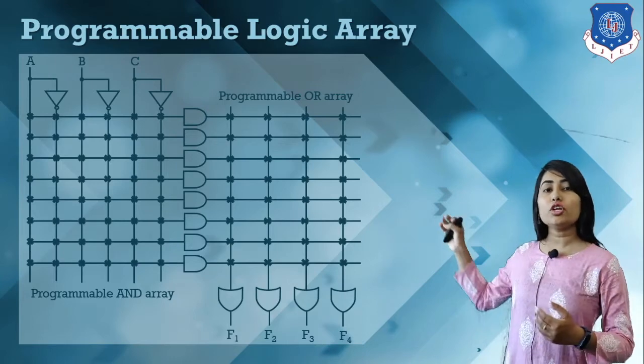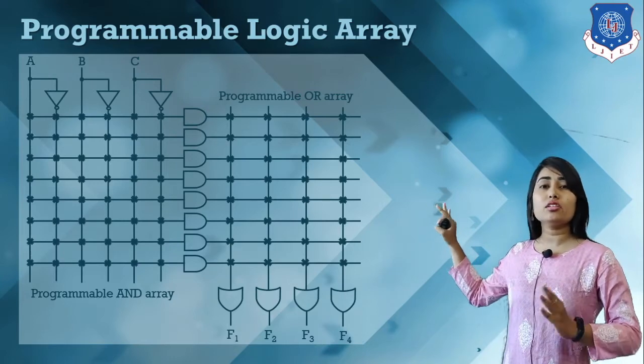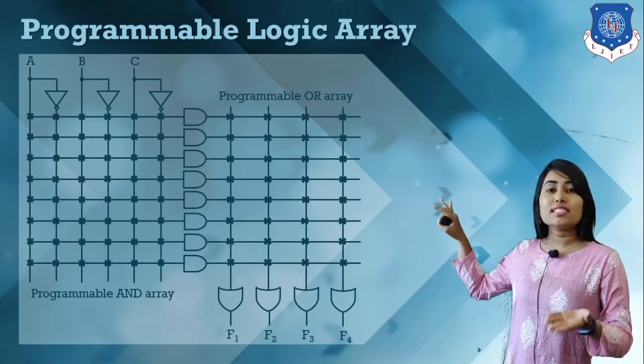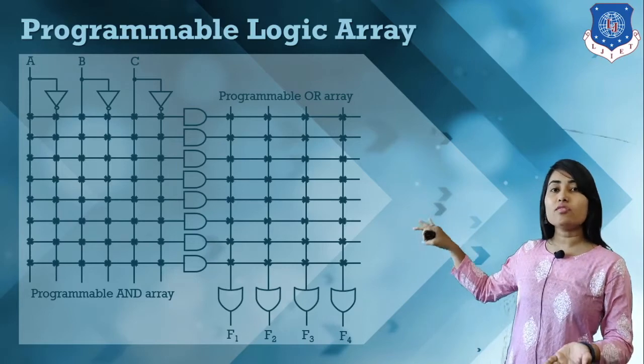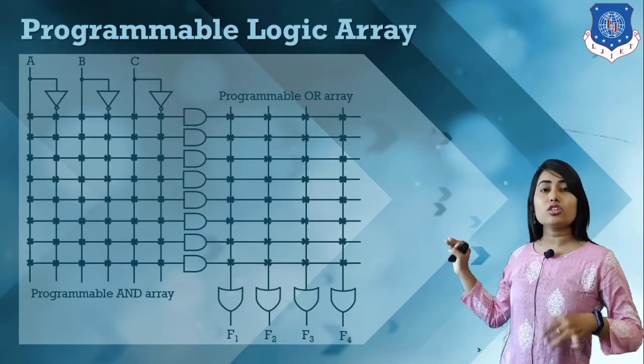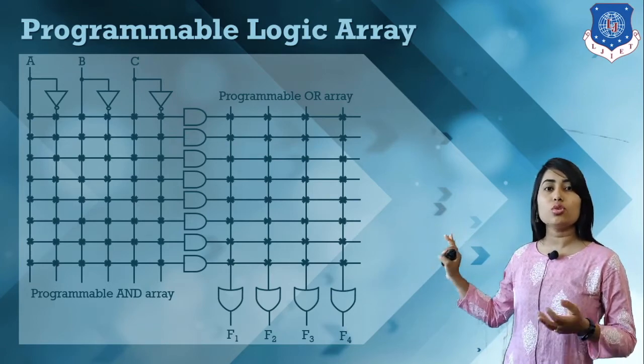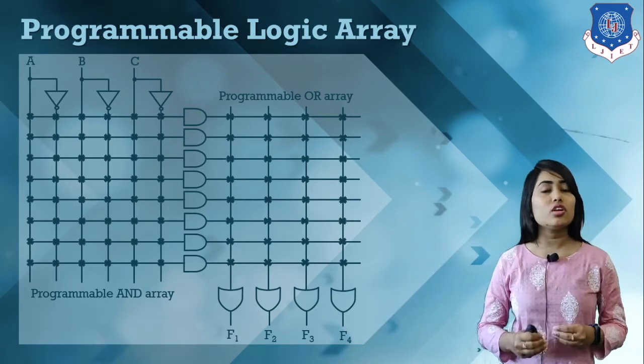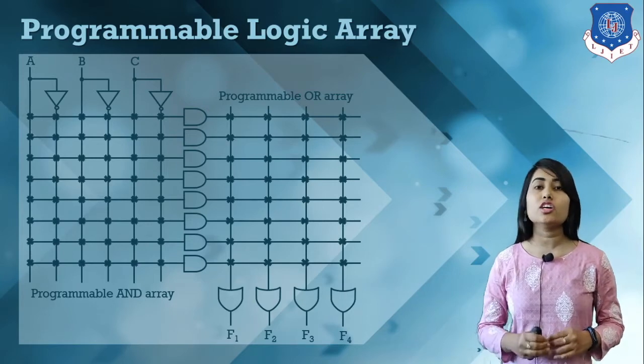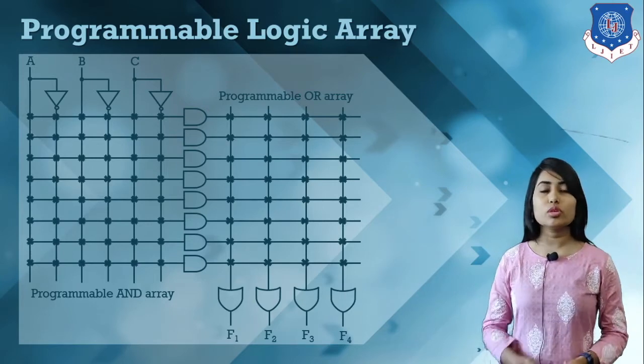If we have common product terms, either for F1 or F2, if there are many common terms, we can use these common product terms. Using this kind of logic we can implement various logical functions. Let's discuss this with an example.